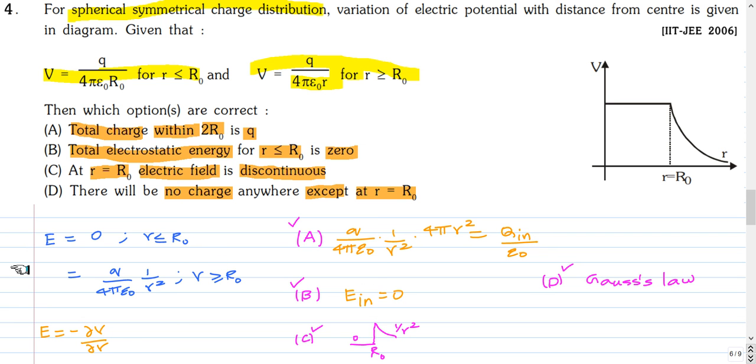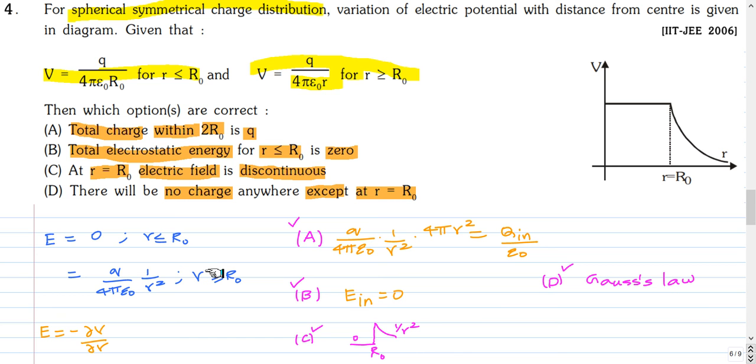Here is the solution. Electric field is related to the potential as the negative gradient of the potential. Inside, there is no gradient, so the electric field is 0 for R less than or equal to R0. And for outside, the expression for potential is Q by 4 pi epsilon naught into 1 by R. So the derivative of this will give 1 by R square. So this is the variation of the electric field outside.